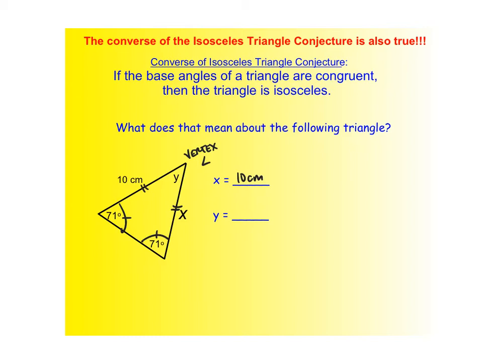Likewise, y, with regards to the triangle sum conjecture, 71 plus 71 plus y should equal 180 degrees. That's 142 plus y equals 180. That leaves us, if we subtract accurately, with 38 degrees for y. Okay, let's move on and look at a couple more examples.